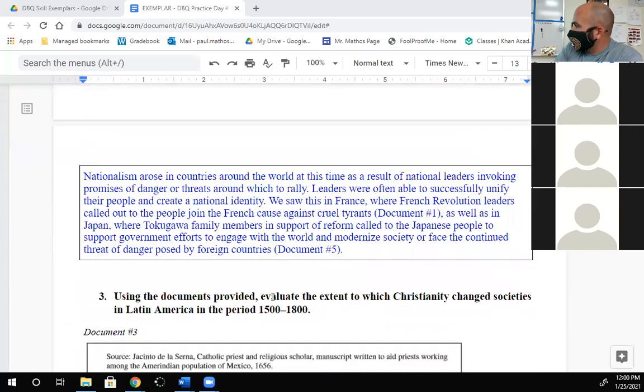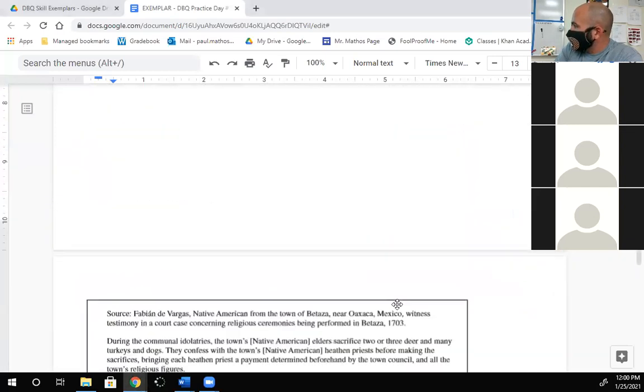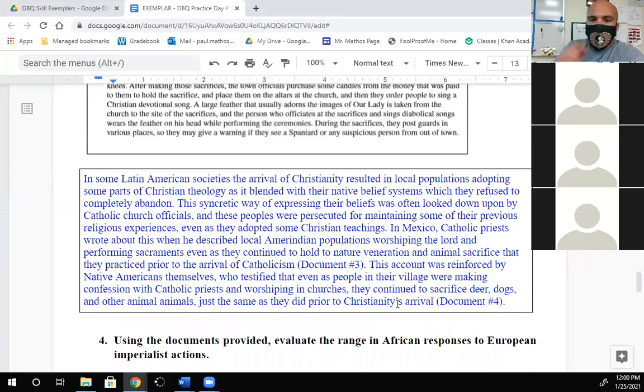Another easy way to say something like this is that, again, to the extent, while the arrival of Christianity greatly changed society for some members of Latin America, for others, their religious beliefs were not altered. So you could say something like that and still get the thesis point. I just added in a little bit more detail there.